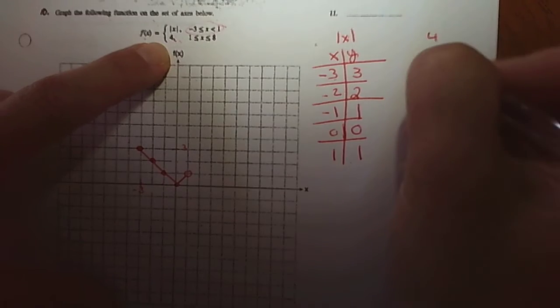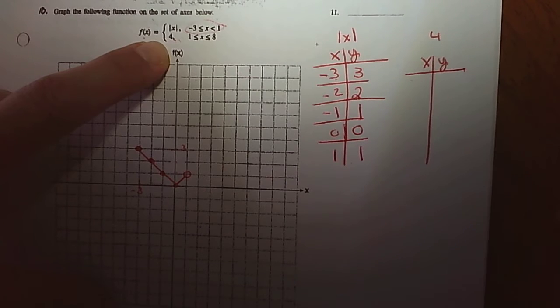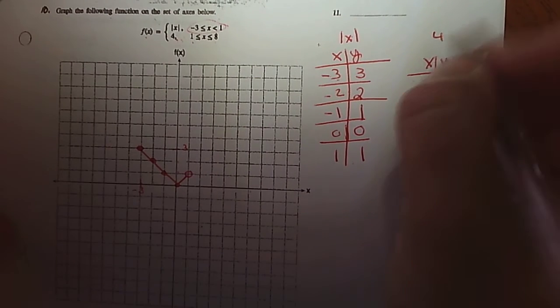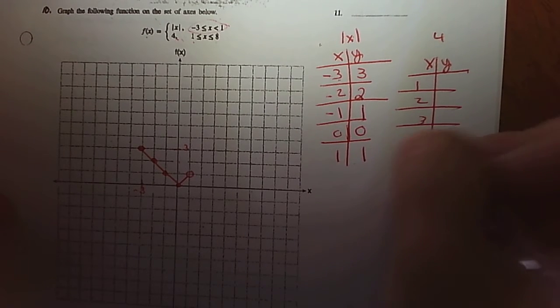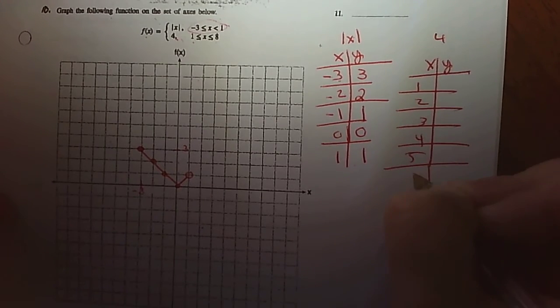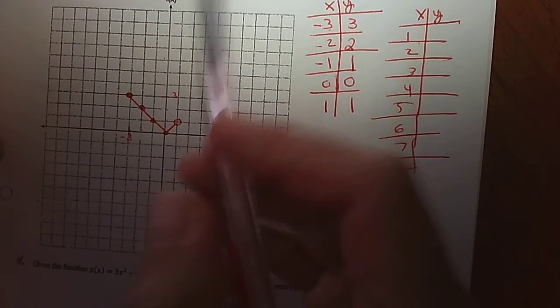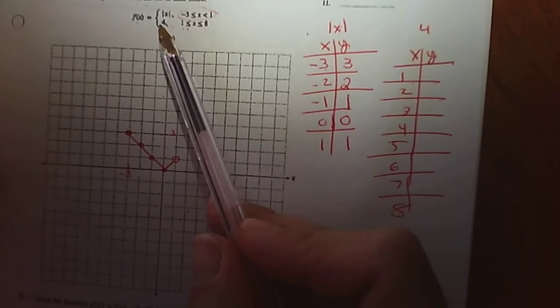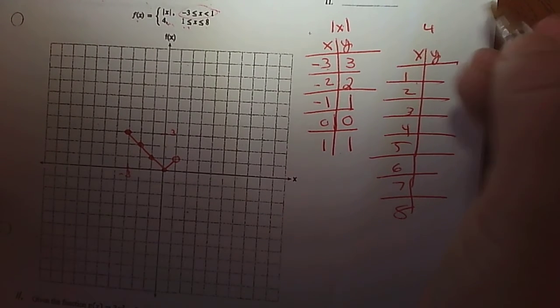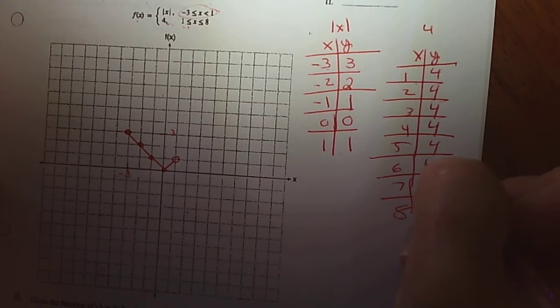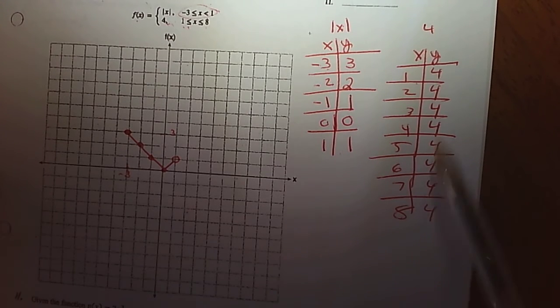So for 4, do X, Y, right? And it wants us to start at 1 and stop at 8. 1, 2, 3, 4. Okay, so I start at 1 and at 8 because that's my interval. Now, what's interesting is it's just the number 4, so that means there's nothing to do. They want us to have every single one of these before. So now I'm going to plot this.